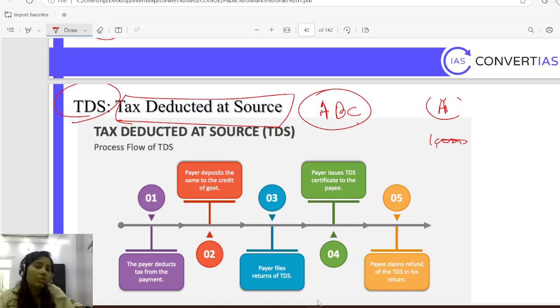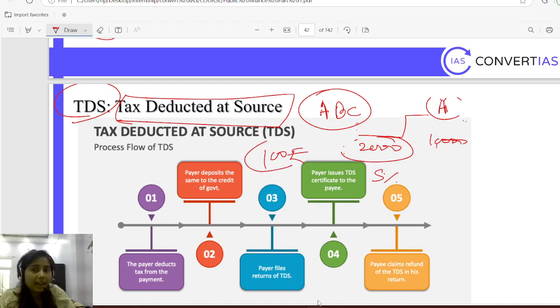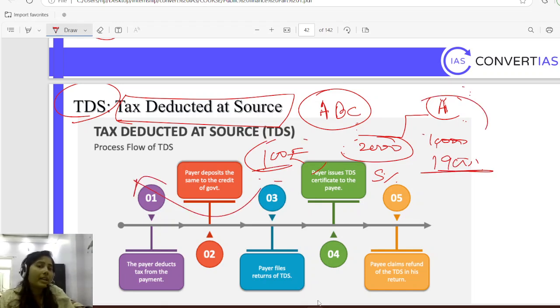ABC has earned huge profit in 1 month, so they want to give a dividend to A, 2,000 extra. So they will be charging some amount from it. Suppose 5% of this 10,000, that will be 100 rupees. So ABC will charge 100 rupees from A and will give only 1900 to A. And this 100 rupees will go into the government account. So this is called tax deduction at source.